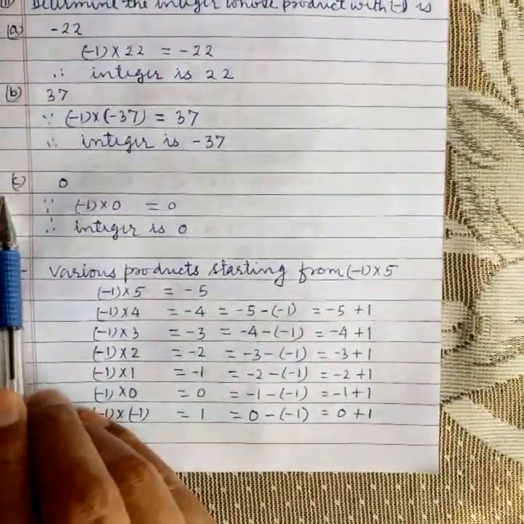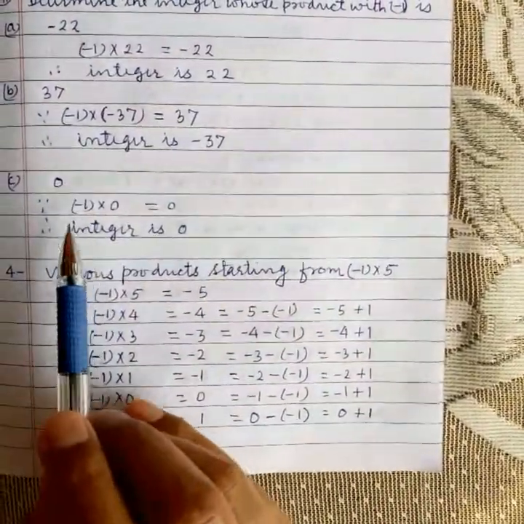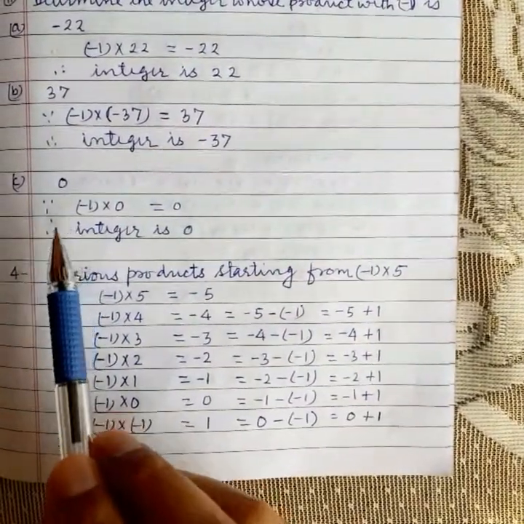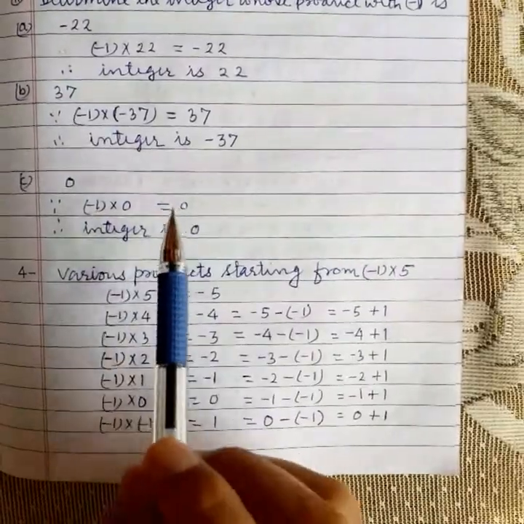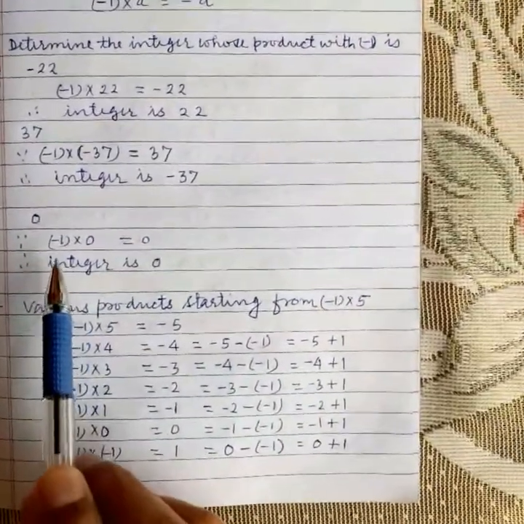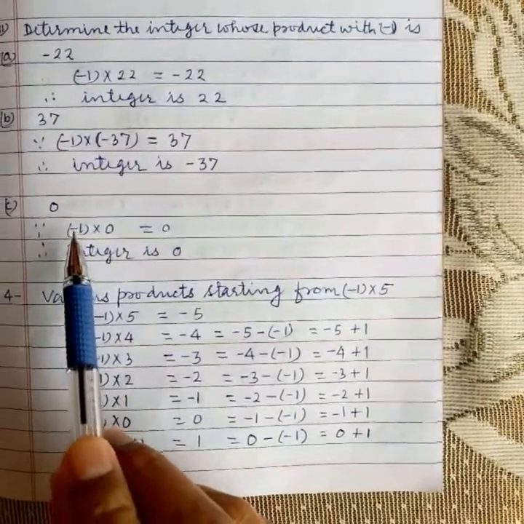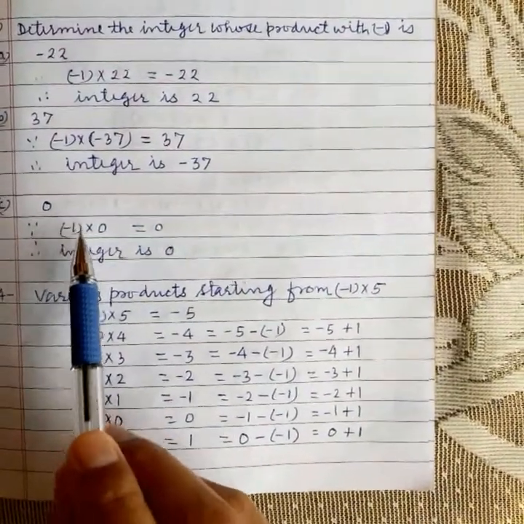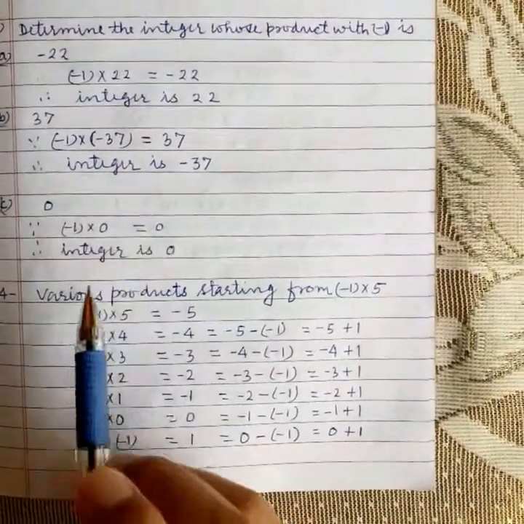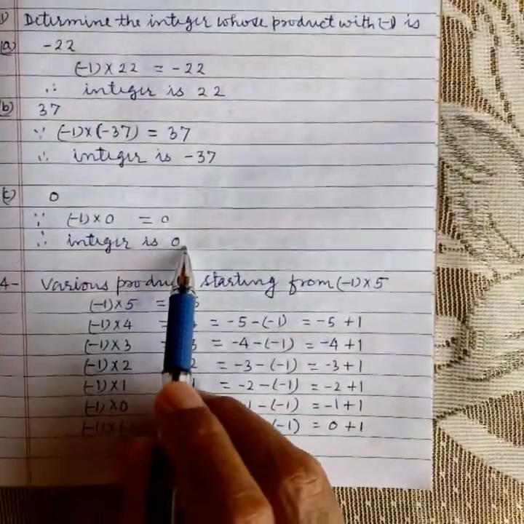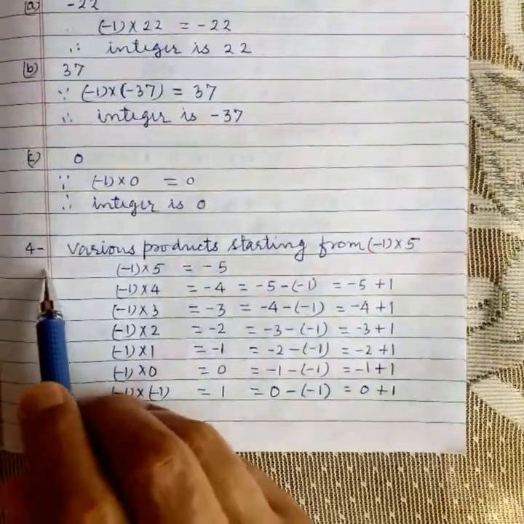In part C, the product is 0, so we have to find an integer whose product with minus 1 is 0. It is very clear that the integer will be 0 because minus 1 into 0 is 0. Therefore the required integer is 0. Now question number 4.